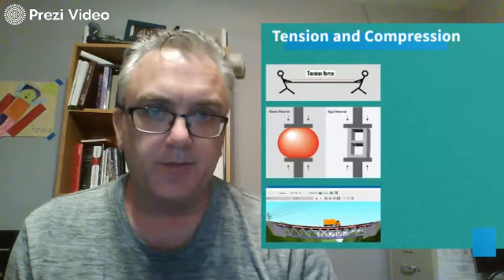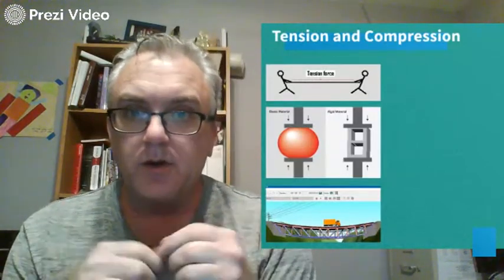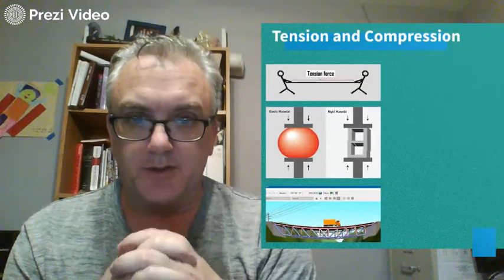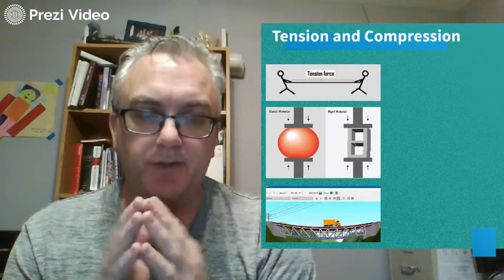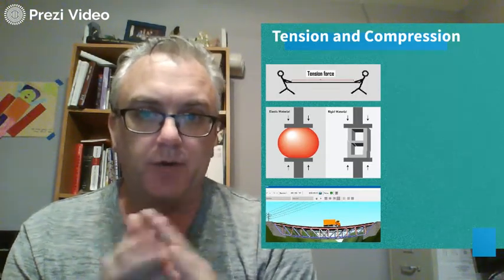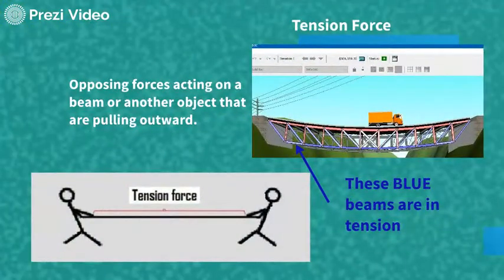You probably remember this from last time. Tension forces are forces that are pulling outward on something, and compression forces are forces that are pushing inward on something. We spoke just briefly about how those forces work together in a bridge. You're going to get a lot more information on that today. So let's start with tension.